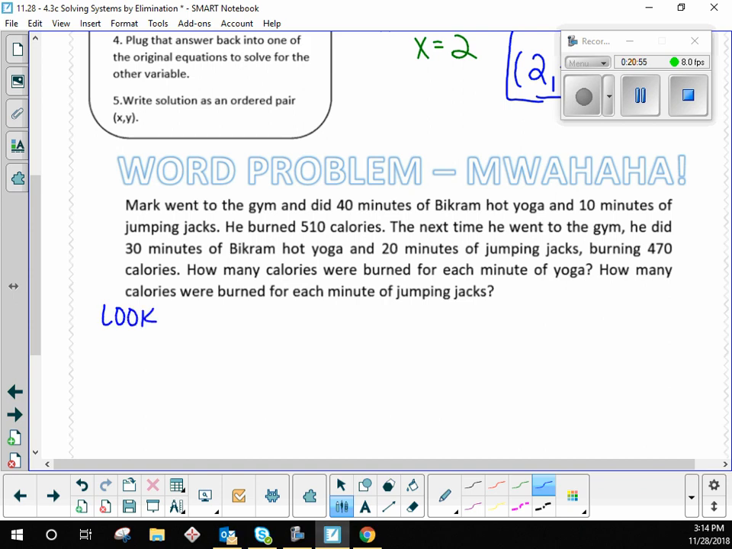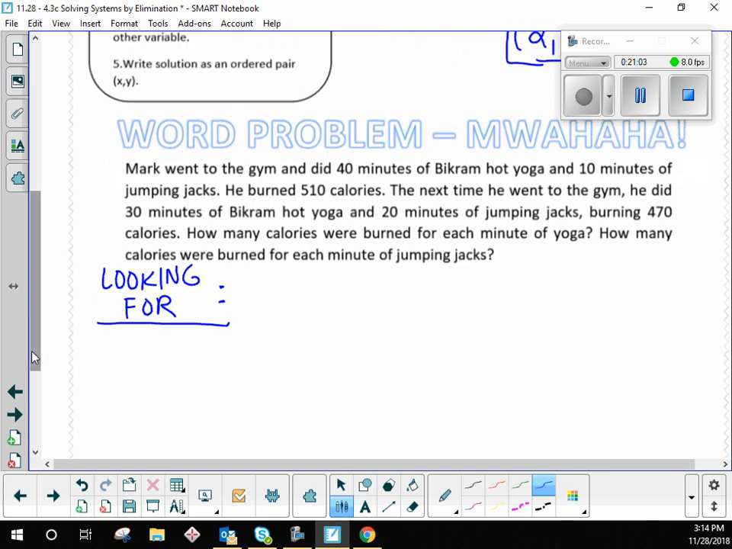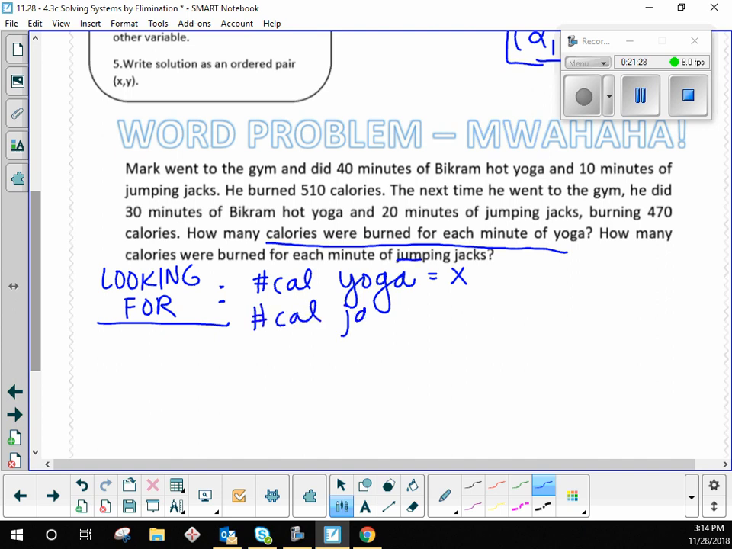So let's talk about what we're looking for, right? We're looking for two different things. The first one is how many calories were burned for each minute of yoga. So we're looking for the number of calories burned for yoga. Give me a variable for that. What do you want? X, okay. And then the next thing is how many calories were burned for jumping jacks. So the number of calories burned for the jacks. What variable do you want? Y? Okay.